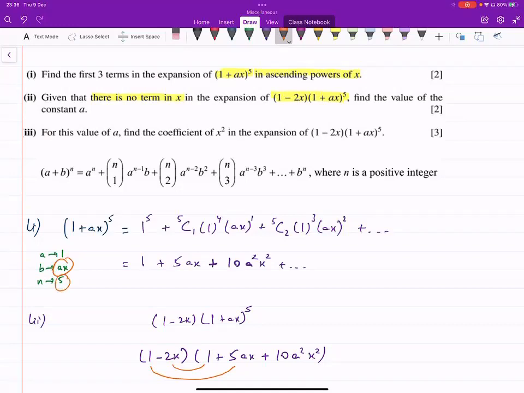and you get the expansion. ठीक है, अभी कर लेंगे. You get the first 3 terms in this expansion. Next it says, given that there is no term in x.